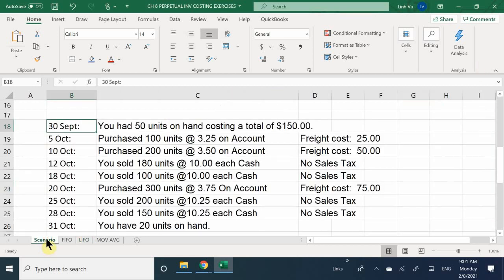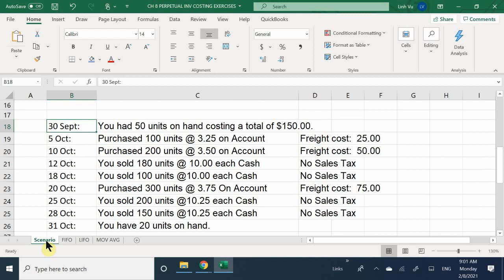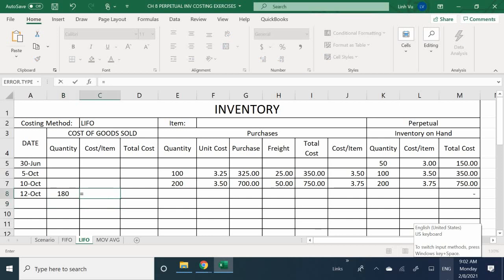So now that we have all of those, what has happened on October 12th? You sold 180 units. October 12th, we sold a total of 180 units. Is that right? Yes. Okay, so let's look at our batches. This time we're doing LIFO. So which batch are we going to be taking out from? The 200 batch. And this time we're only taking out 180, so there is no need for a big calculation here.